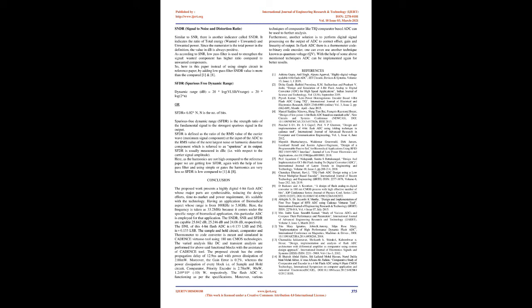SNDR, signal-to-noise and distortion ratio. Similar to SNR, there is another indicator called SNDR. It indicates the ratio of total energy, wanted and unwanted power. Since the numerator is the total power in the definition, the value in dB is always positive. As with SNR, the low-pass filter is used to strengthen the signal, so the wanted component has a higher ratio compared to unwanted components. So, in this paper, instead of using the simple circuit of the reference paper, by adding a low-pass filter the SNDR value is more than that of paper 1 and 8.